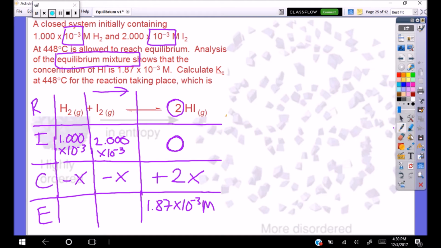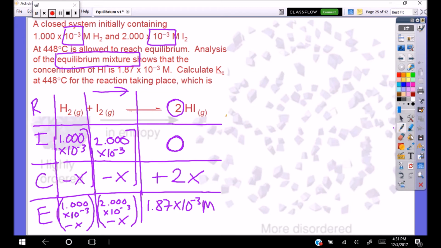Now the equilibrium concentrations of our reactants, we don't know them, but we can use our I and our C and combine them to make a nice equilibrium expression. So 2.000 times 10 to the negative third minus X is equal to my equilibrium. 1.000 times 10 to the negative third minus X.